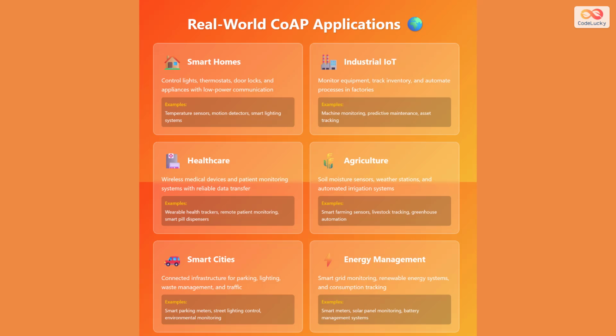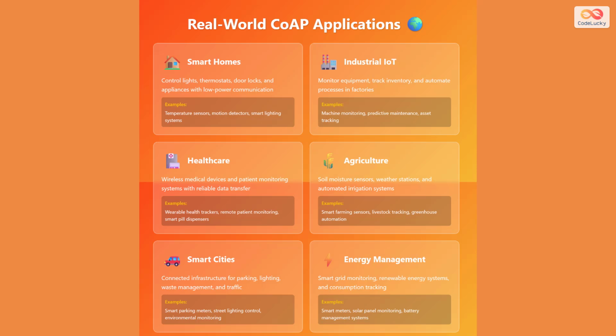Healthcare applications include wireless medical devices and patient monitoring systems with reliable data transfer, such as wearable health trackers, remote patient monitoring, and smart pill dispensers. Agriculture benefits from soil moisture sensors, weather stations, and automated irrigation systems that enable smart farming, livestock tracking, and greenhouse automation.